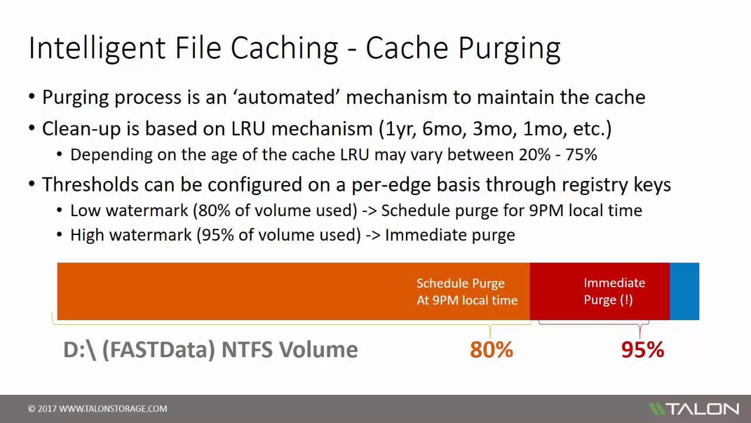The FAST solution will schedule the job at 9 p.m. local time when the FAST data cache volume reaches 80% utilization. This will purge at least 20% of the least recently used data to ensure that users always have space available to cache new active data sets. At the 90% utilization high watermark, the process initiates immediately. These parameters can be modified to meet IT and user needs or requirements.